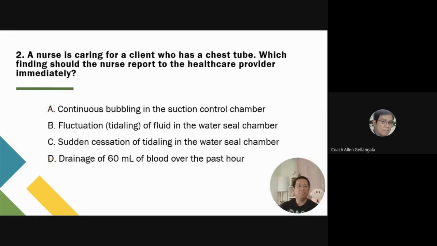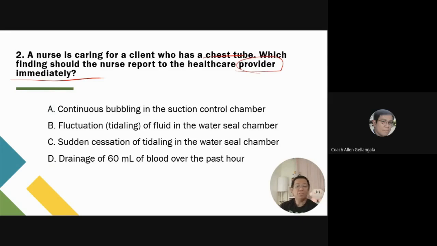Okay, let's go with number 2. You now have a client who has a chest tube. Which of the following would you report immediately to your provider? Let's have it again. Continuous bubbling in the suction control chamber, is it expected?